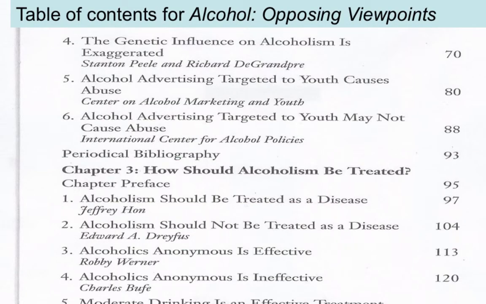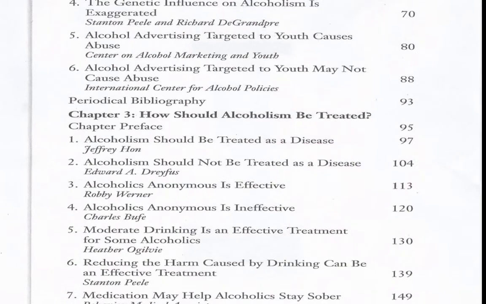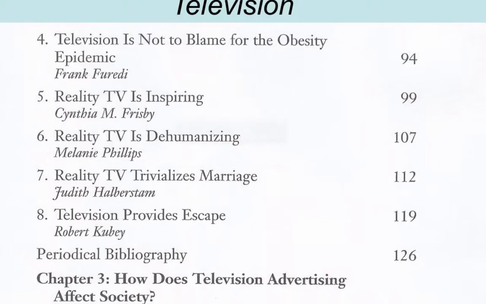These kind of opposing books can easily be recognized by the table of contents. This is the table of contents for Alcohol: Opposing Viewpoints. Notice how almost every section is the opposite of the other. If you are writing a paper about the effectiveness of AA, which starting pages would you turn to? Also notice that in the table of contents of nonfiction books, sections are displayed in the order that they appear in the book.